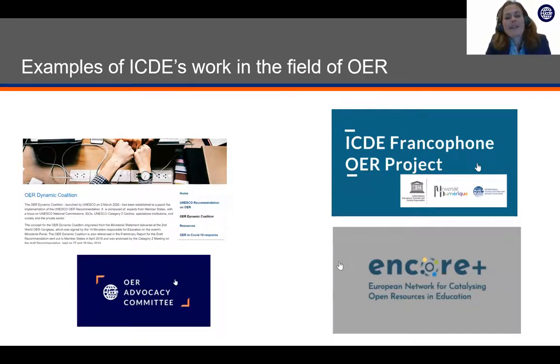We also have a committee of ambassadors of OER, the OER Advocacy Committee, which is chaired by our board member, Ebba Ossian-Nielsen, who's also here today. They will also join in later in the session. So ICDE is very much present in this session this morning, which I'm very pleased about. And as mentioned in the introduction, the OER Dynamic Coalition is really what we're focusing on today.